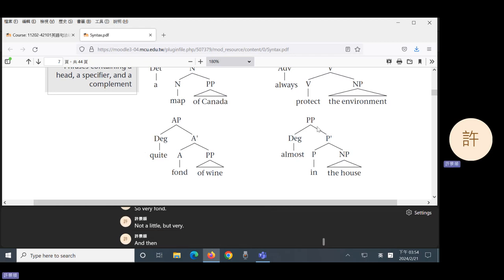And then another common phrase is a prepositional phrase. The main word here, the head, is the preposition, in. Okay, we talked about this last semester. In means that there is a physical space and that you are inside the space. So when it says in, the next question is in where, what kind of space? So the complement gives us more details. The space is a house, in the house. Is there a limitation? Yes, there is. Almost in the house. Not actually in the house. Almost.